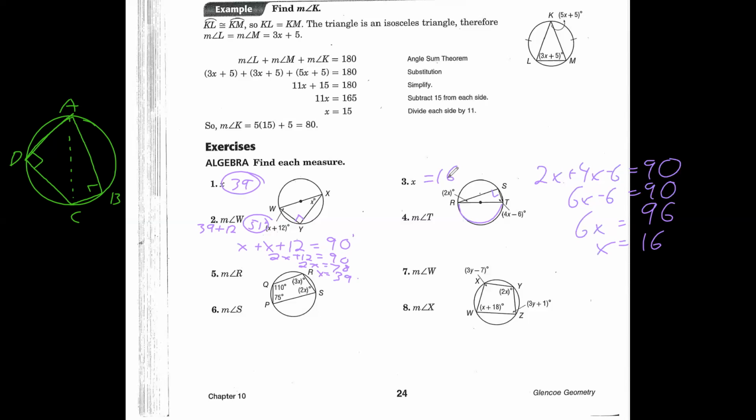But we also need angle t. So plug it back in. 4 times 16 minus 6. Now, I could do that. There's another easier way to find angle t. I already know that this angle... Oh, no, sorry, I lied. That one's 2x this time, so you have to multiply that one out. It's fine. 64 minus 6, that's going to be 58.